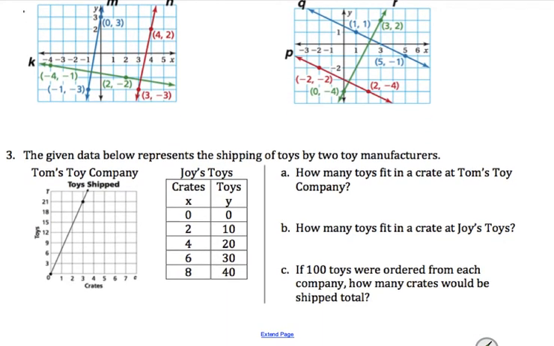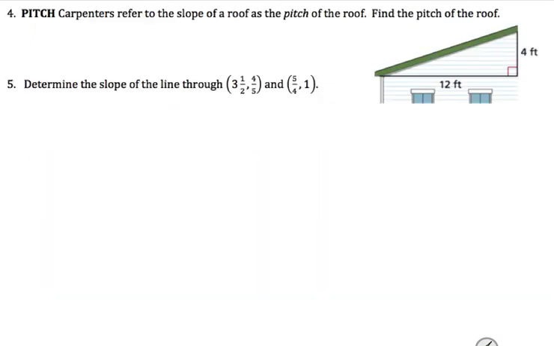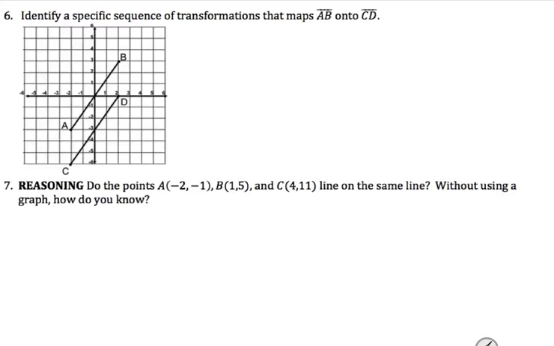Number 3, the given data below represents the shipping of toys by 2 toy manufacturers. So you've got some information in a graph and information in a table, and you're going to make some comparisons. The idea here is you can find the slope in both forms, and then the slope is the unit right here. You can make some comparisons. Number 4 is a review of slope as far as pitch is concerned. Number 5, find the slope between 2 points. It's got some fractions there, but you'll still follow the same process.